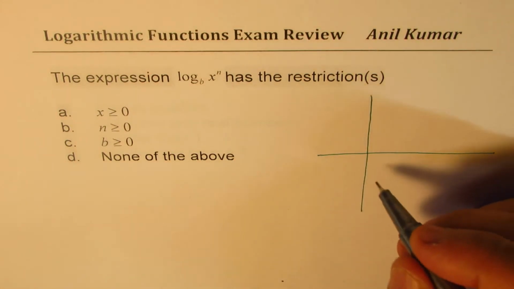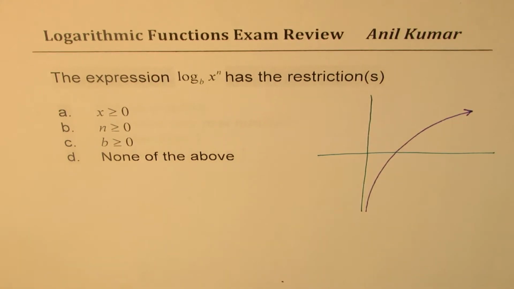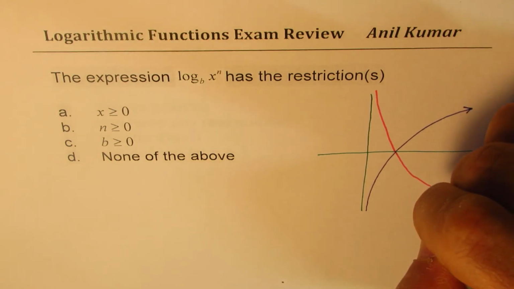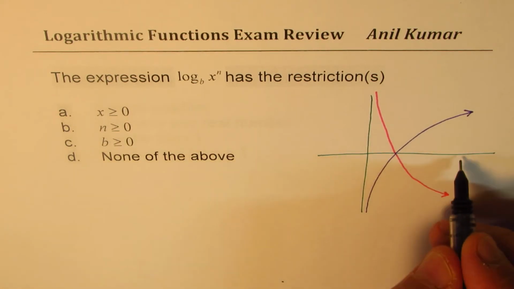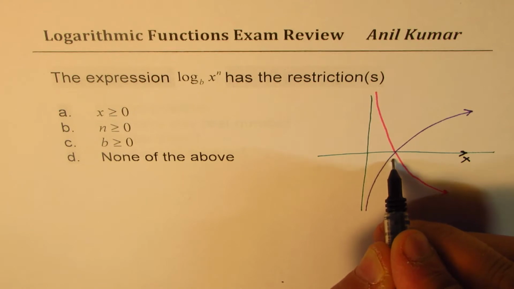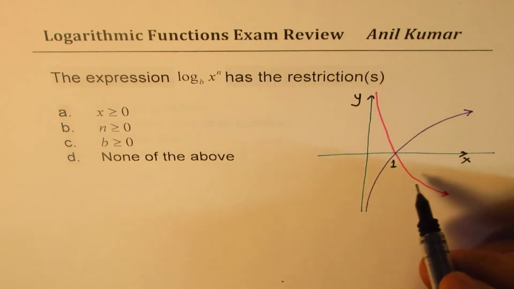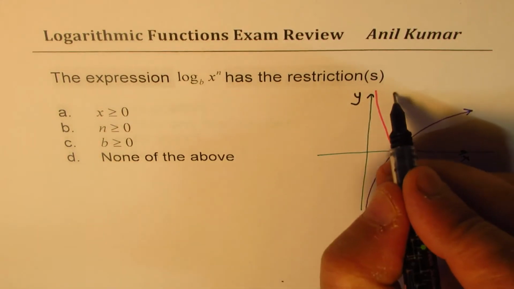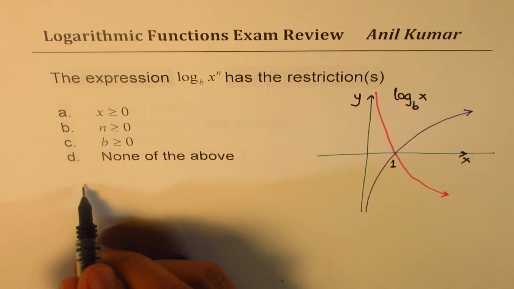So if you are sketching the log graph, it may look like this, correct? Or it may look like this. Let me show. Right? Or it may look like this. And what you'll observe is that for the value of x to be 1, we get y value 0. So it could be always increasing or always decreasing. That becomes the graph of the function. And as you know from here, this is log to the base b of x. So we have restrictions on this particular function, and what are the restrictions?